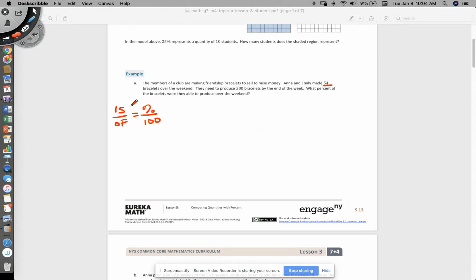All right, so they have made 54. Now 54 is your is because that's part. So we're going to say 54. They need to produce 300. There's my total. Now, as you know, the 100 always stays. That never goes away. And clearly it says what percent, so we already know we're solving for the percent there. Now, once it's set up like this, we go ahead and cross multiply. I always do the x first.